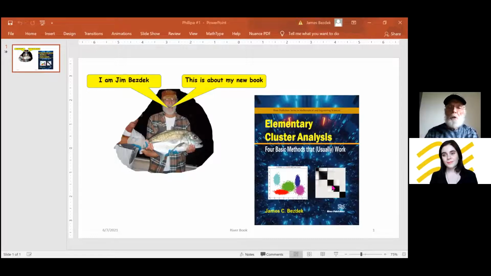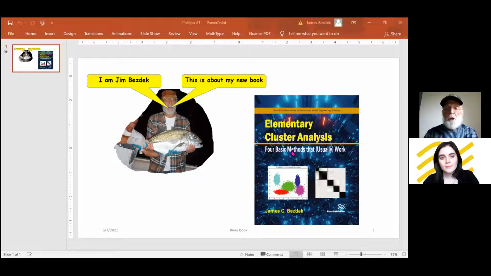I want to point out 2 important things about the title of the book. The first one is 4 basic methods. There are only 4 clustering methods discussed in this book out of the hundreds and hundreds that are available. The reason I chose to write the book this way is because these 4 methods are probably the basis of about 95% of all other clustering methods. So if you understand these 4, Philippa, then you'll understand a lot about what's going on in this field.